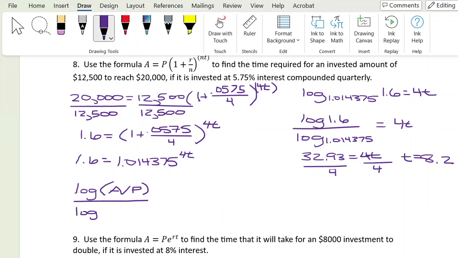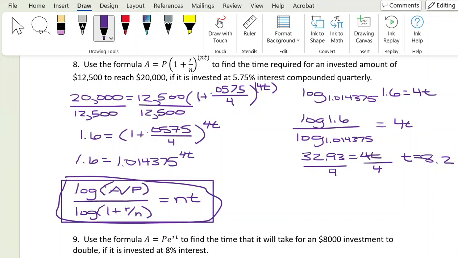The bottom log is just 1 plus r over n. So that is always going to equal nt. And then once I divide this on the calculator, I can divide by n to get what t is. So if you don't want to go through all of these solving steps each time, you could write down this formula, and then you just need to plug in a, p, r, and n. You can get this value on the left and then divide by n to get t.